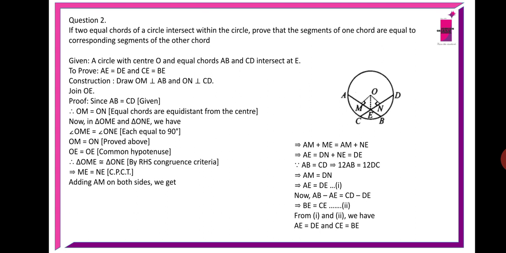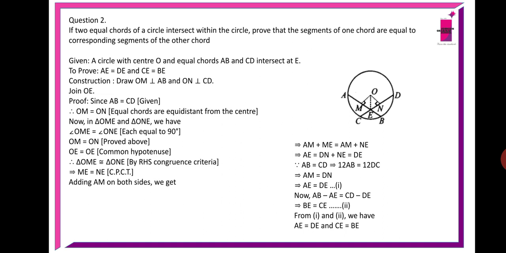Now question number 2. If two equal chords of a circle intersect within the circle, prove that the segments of one chord are equal to corresponding segments of the other chord. Given a circle with center O and equal chords AB and CD intersect at E. To prove AE equal to DE and CE equal to BE. Construction. Draw OM perpendicular to AB and ON perpendicular to CD.